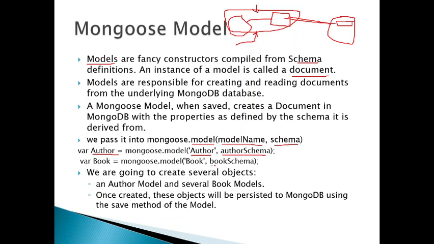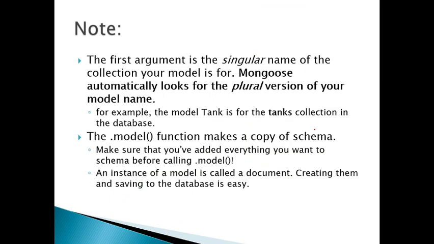In the same way, we can define the schema and we can define the model which will be created. An instance of this model will be this book or author. We are going to create several objects, an author model and several book models. Once created, these objects will be persisted to MongoDB using the save method of the model. I will explain the save method, but this model is actually mapping this schema to the database. How is it mapped to the database?